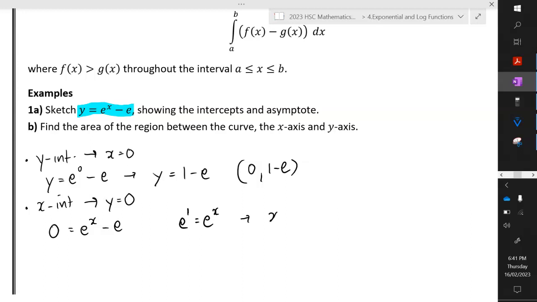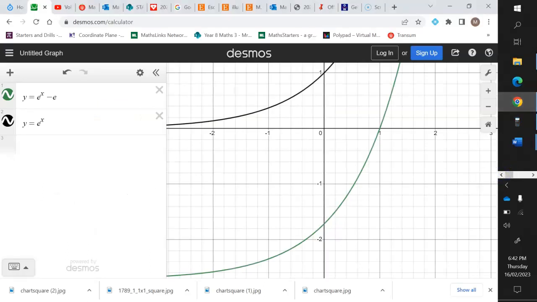So that implies that x must equal 1. So our x-intercept happens at 1 and 0. And if I jump back into Desmos and show you, yep, the graph hits there at 1, 0. So we now have this point here, and we have this point here. So we're nearly there to draw our graph.